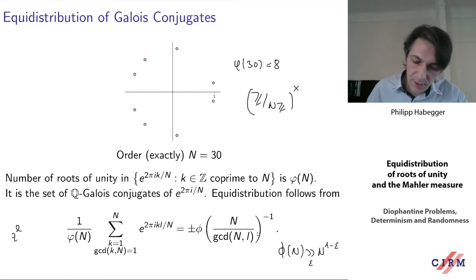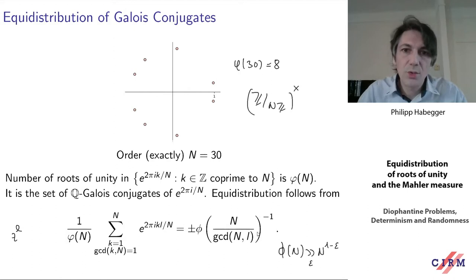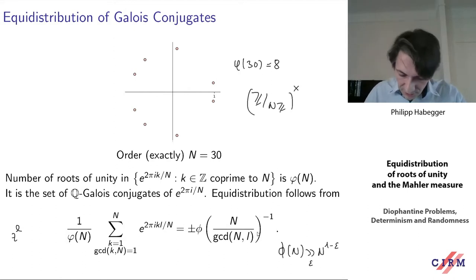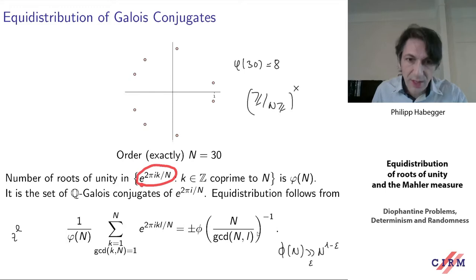So what is the significance of taking order exactly n versus order dividing n? So the significance is of arithmetic nature. Here we're looking essentially at roots of unity of this type, e to the 2 pi i k over n, where k is coprime to n. These are exactly those of order n.